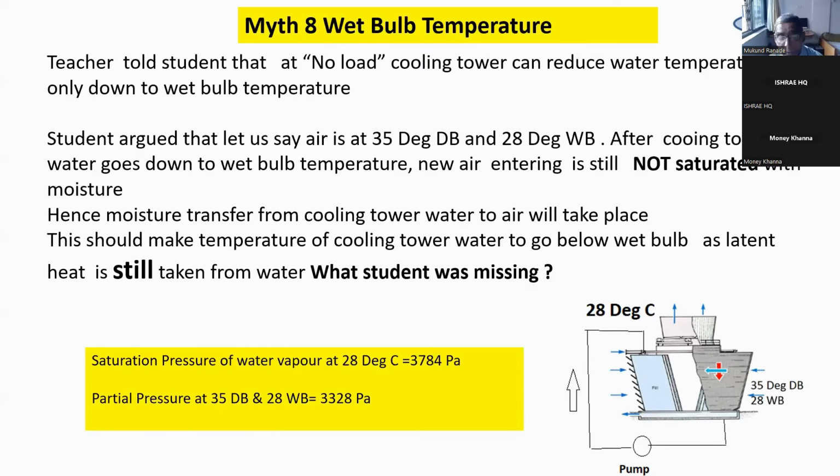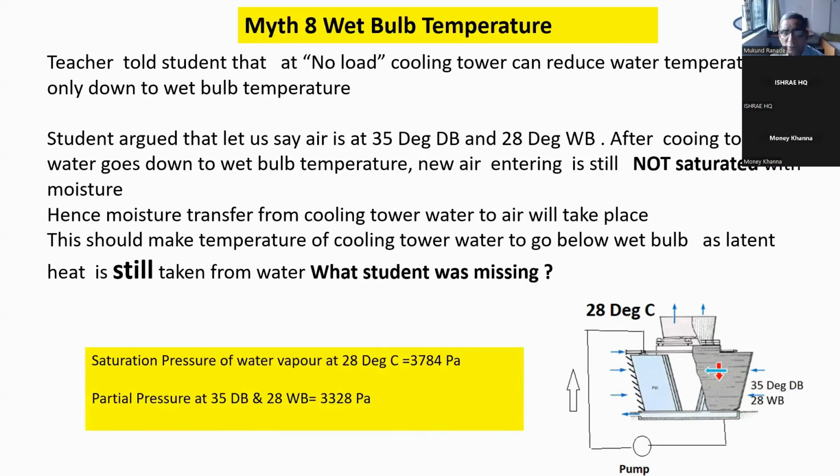Just to get more clarity, the saturation pressure of water vapor at 28 degrees is 3784 Pascal, while the partial pressure of water vapor is 3328 Pascal. So the partial pressure of water vapor is lower than the saturation pressure at 28. So definitely some of the liquid water will go into vapor. So the student said, no sir, it should go below 28 degrees under no load condition.